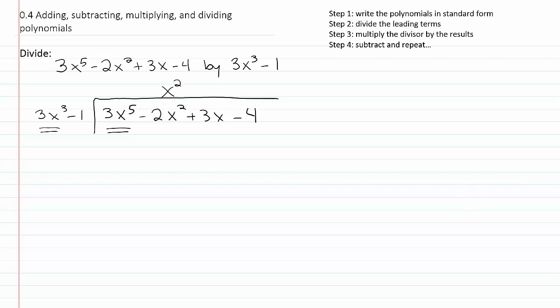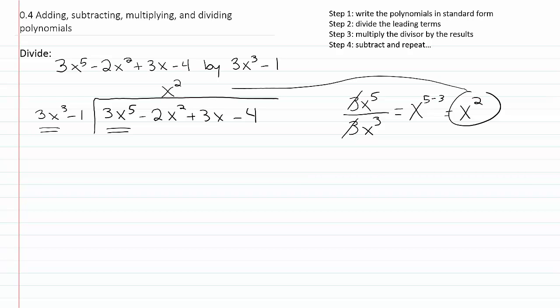I can determine that by taking the 3x to the fifth from the dividend and dividing it by that first term, 3x to the third of the divisor. And you'll see that the 3's cancel out here, and then x to the fifth divided by x to the third is x to the 5 minus 3, or in other words, x squared. So this x squared is the reason why we have x squared here above.